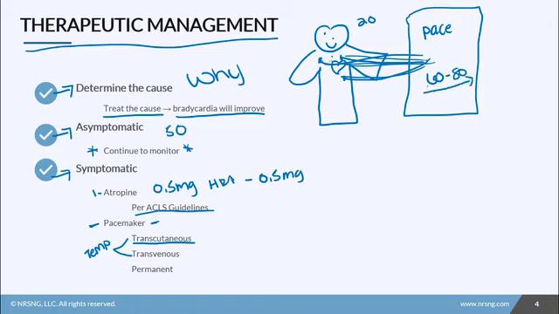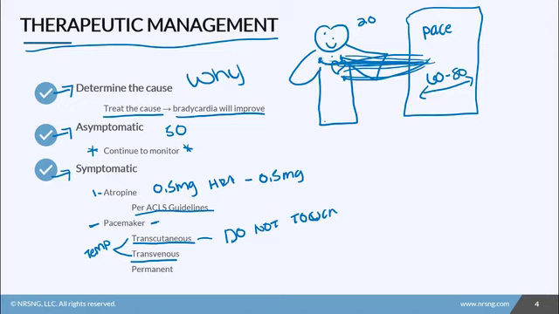One important thing you've got to make sure you understand: if you ever have a patient who is being transcutaneously paced, do not touch them. Because if you touch these patients, you're going to get shocked, because this is sending electricity through the top of their skin to get down to the heart. So don't touch them.